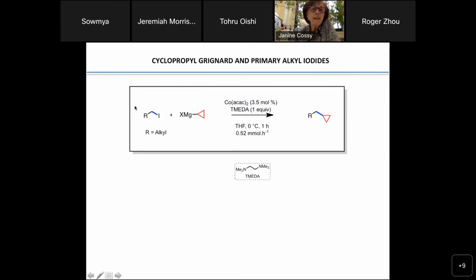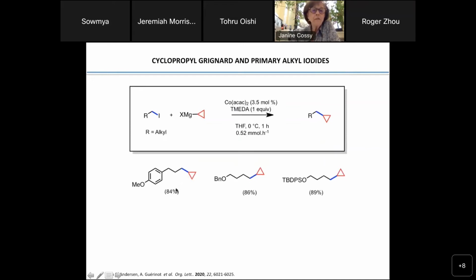If you are using an alkyl iodide in the presence of the cyclopropyl Grignard, cobalt 3.5 mol%, in the presence of TMEDA, which is represented in here, in THF, we got the formation of the coupling product. The reaction is very general. You can introduce, for example, this alkyl side chain with a phenyl group, for which the yield is around 84%. Another side chain that you can introduce from the iodide, where the hydroxy group is protected by a benzyl group, you can have a yield of 85%.